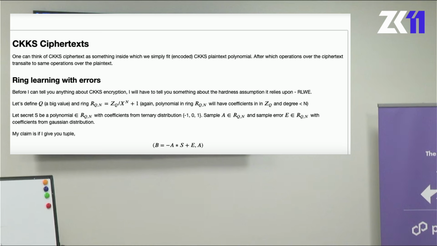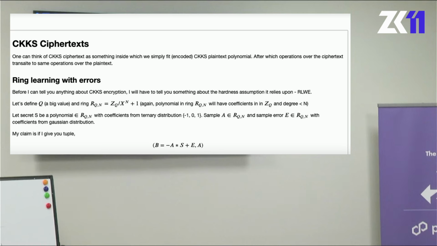Z_Q is the ring of integers modulus Q. This ring consists of all the polynomials whose coefficients are in this ring but have degree less than n. Previously it was all the polynomials that have coefficients as real numbers, but now we have all the polynomials that have coefficients in this ring, Z_Q, with degree less than n.